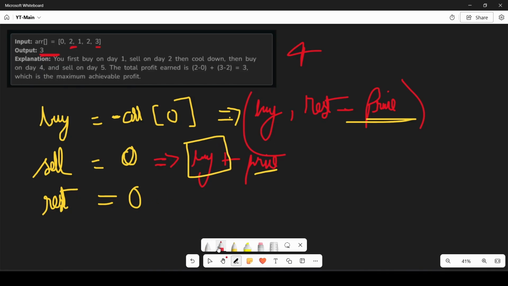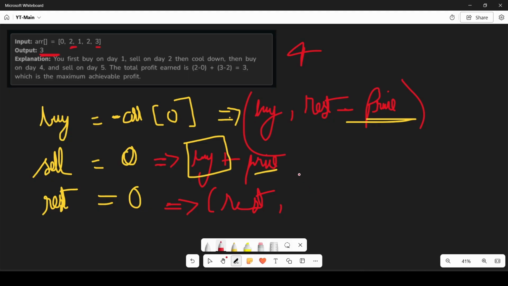Now for rest as well, you have two possibilities. You can either continue to rest. So for example, even in your previous state you were resting, in your current state also you can choose to rest, right? Or you can sell, because in the previous state, if you were resting, that means in the current state you're allowed to sell. I know that's not exactly what the rule says.